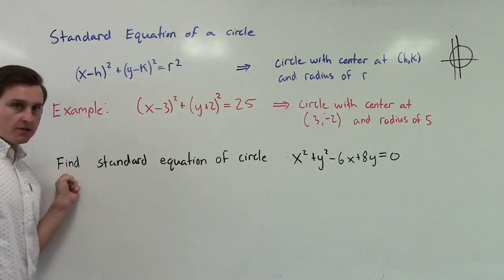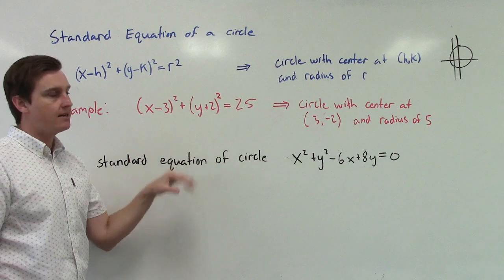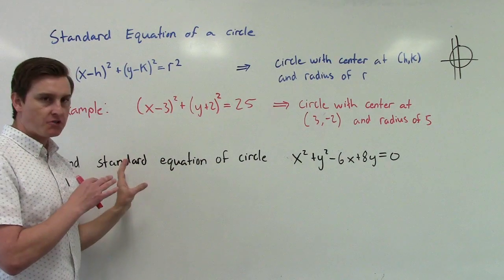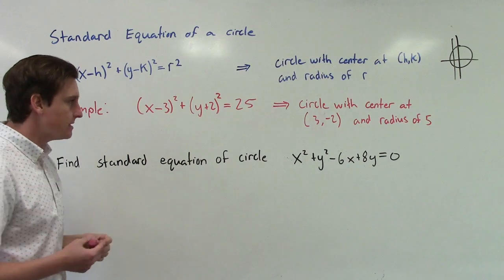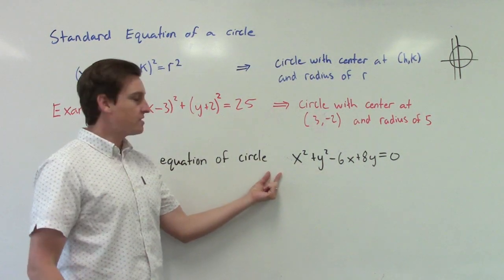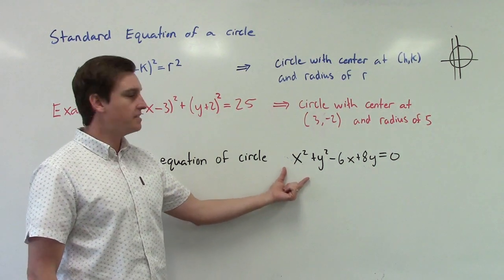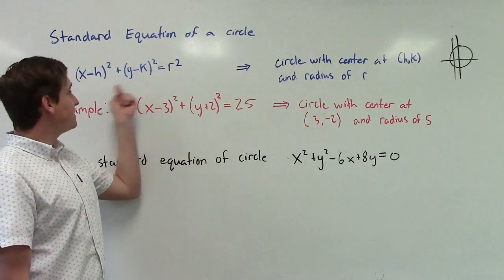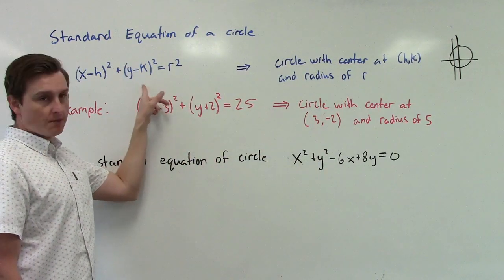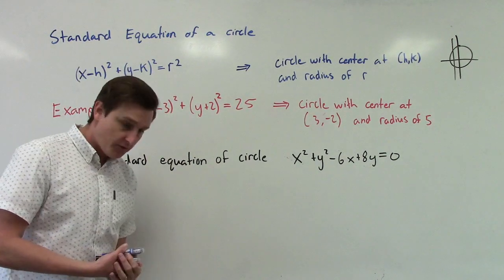Now this is what I really wanted to review, because we're going to use a similar strategy to this today when we talk about parabolas. So come back, review the circle part, and then we'll move on to parabolas. This right here is not in standard form, or it's not a standard equation for a circle. It is the equation for a circle, but we just don't know what that circle is yet because it's not in this form. So our goal is to put this into this form. That's what we want this to look like. We talked about how to do that, so let's review.